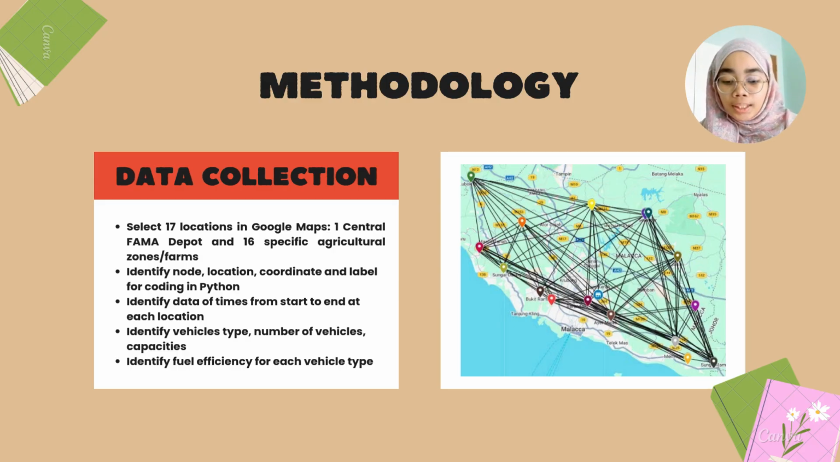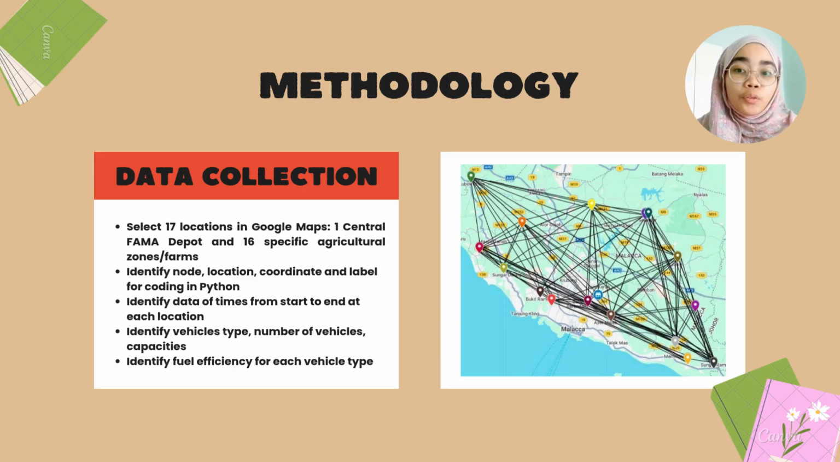So for example, node A is for our central farmer depot, which is Farmer Air Depot. At Farmer Air Depot, the start time of delivery is at 6:30 am and the end time is also 6:30 am, so the duration is 0. Then we identify the vehicle types. In this case study, there are 2 types of vehicles, which are the 3-ton refrigerated truck and the 5-ton thermal containment truck. The number of vehicles used in this case study is 4, which are 2 for 3-ton capacity and 2 for 5-ton capacity.